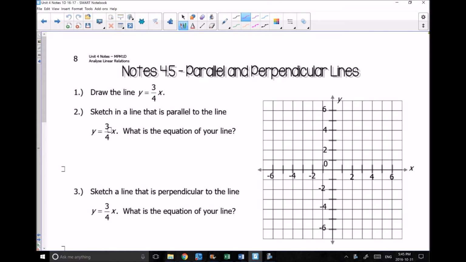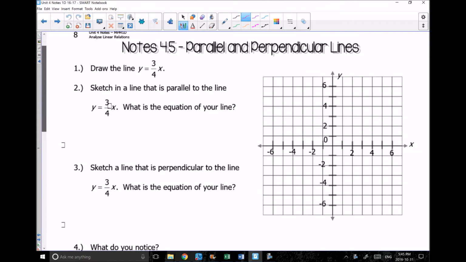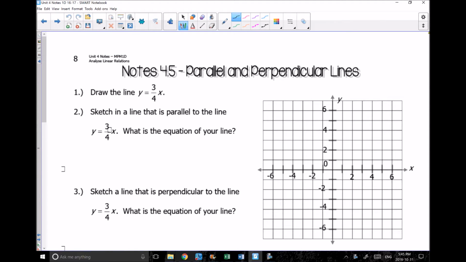So the first question asks us to draw in y equals 3/4 x. So here, when I look at this, I see that my m is 3/4 and that my b is 0. So that means I start at 0 and I would go up 3/4 and then I would go up 3/4 again, but I don't have enough room. So I'm going to go down 3 and to the left 4 instead because that's the exact same line.